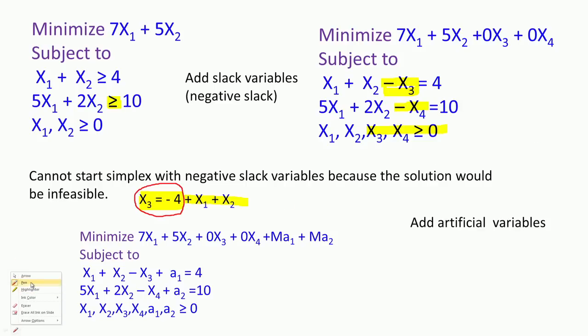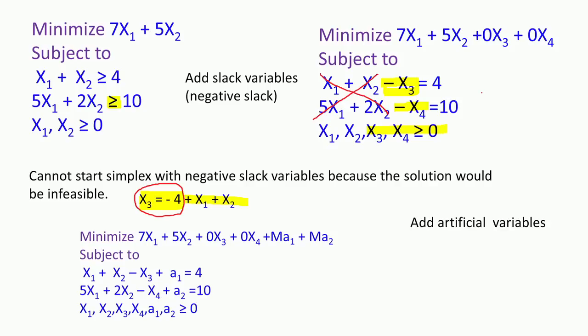So, we will not be able to start the solution with x3 and x4. Another way of looking at it is, if we started with x3 and x4 and left out x1 and x2, we would have a solution x3 equal to minus 4, x4 equal to minus 10, with which we cannot start the simplex table. The simplex table should start with a basic feasible solution. This would give us an infeasible situation.